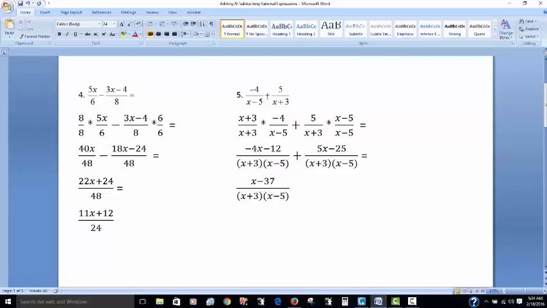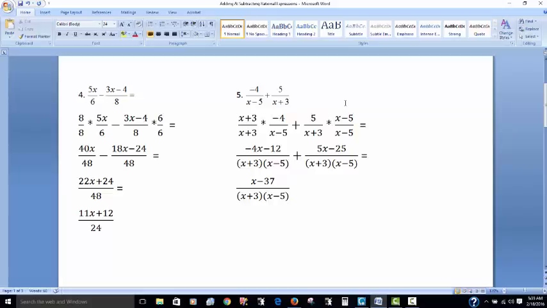So what I would do is take this first fraction, the negative 4x minus 5, and multiply it by this denominator, x plus 3 over x plus 3, which is just 1. Then I would take the 5 over x plus 3 and multiply by this denominator, x minus 5 over x minus 5, which again is just 1.